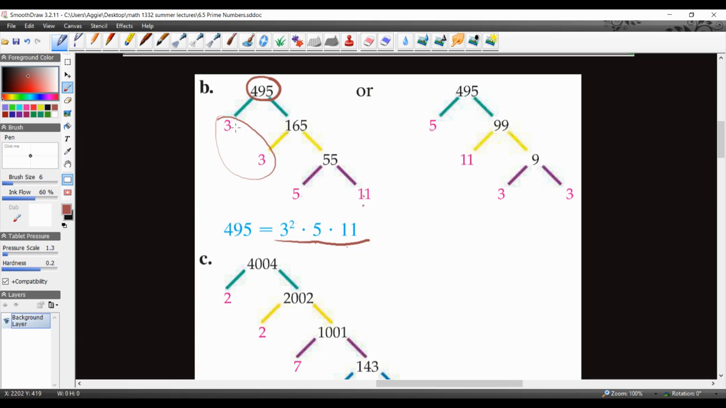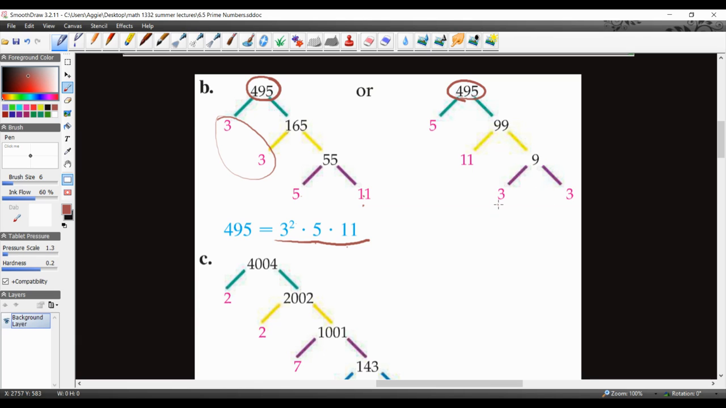Let's say you didn't know that 3 times 165 was 495, and you went ahead and said, you know what, I'm going to divide by 5 because that's easier because it ends with a 5. Well, you would use this tree over here. So 5 times 99 is also 495. But 99 is 11 times 9, and 9 is 3 times 3.